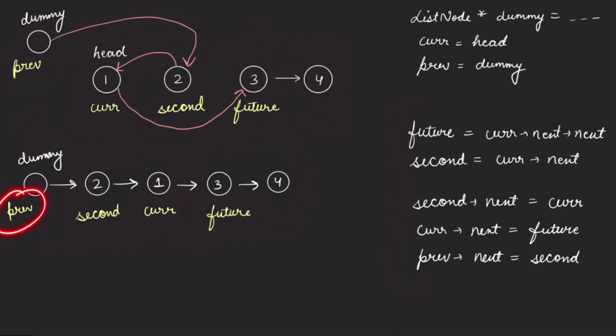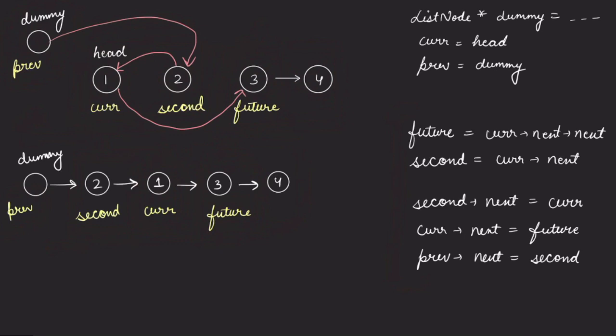And what should be the previous? So for this set, dummy was taken as the previous. So for node 3, what should be the previous? Node 1. Because whichever node will come here after swapping, node 1 should point to that particular node, right? So we should have a reference of this node 1 and a reference of this node 3. So this should be the previous and this should be the current.